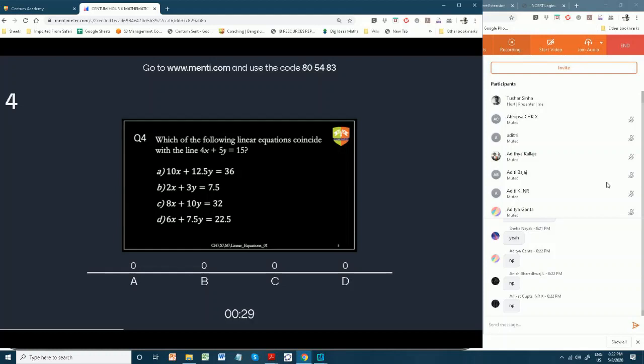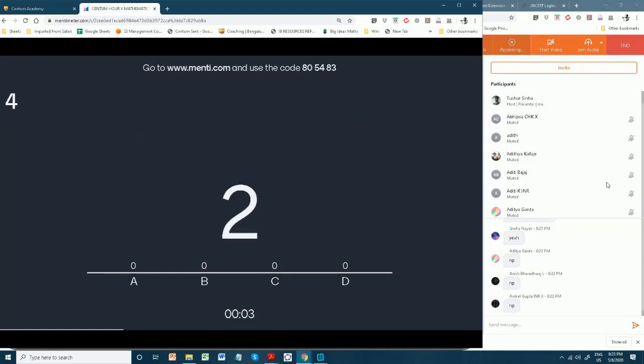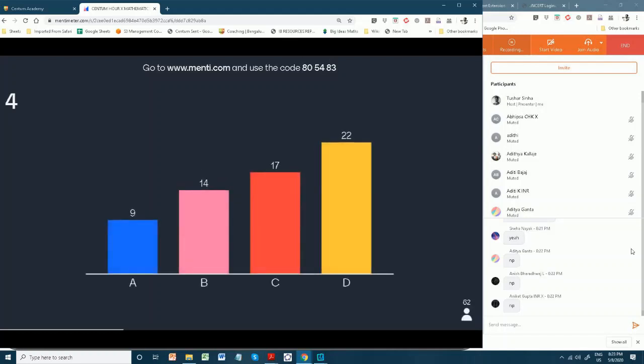So this is basically a question related to consistency of linear equations. It was very, very simple. Okay, that's nice. So fair enough. Only 22 got it, which means you need a lot of practice. So I have to put another test on linear equations for all of you.